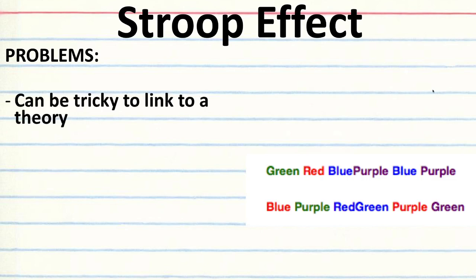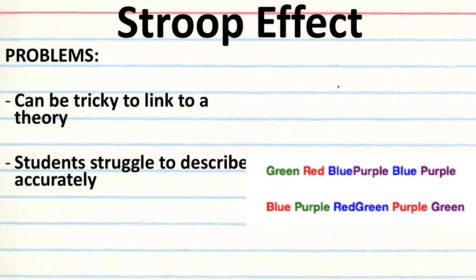Anyway, a problem with the Stroop effect is it can be tricky to link to a theory. There are theories of automaticity, but the Stroop effect itself doesn't constitute a background theory. That's one issue. Students do also struggle to describe it accurately, and I'm amazed when I read IAs that students don't just put an image of incongruent and congruent conditions.